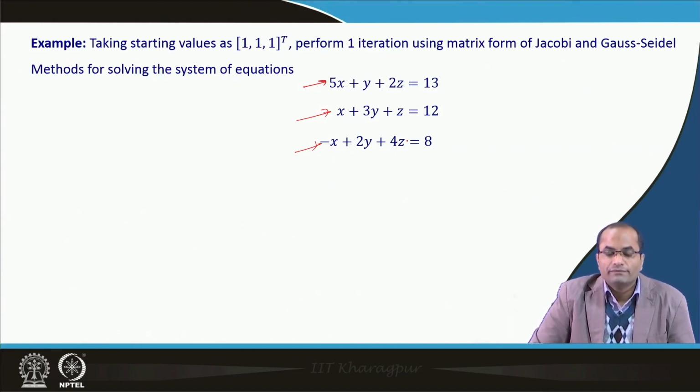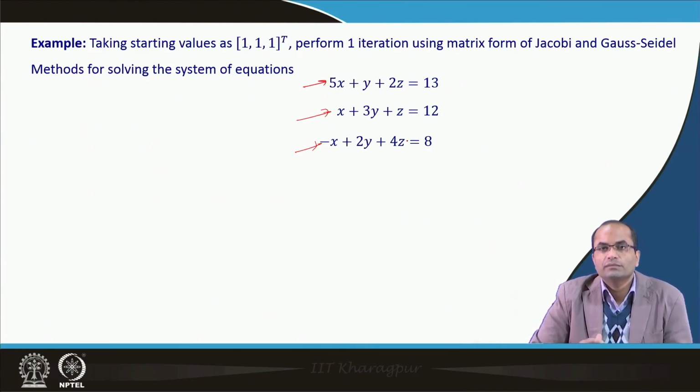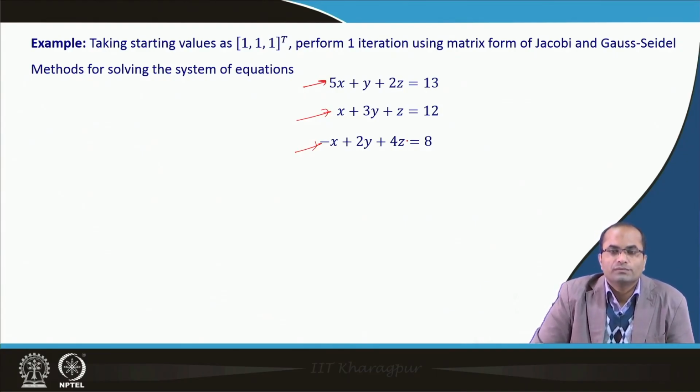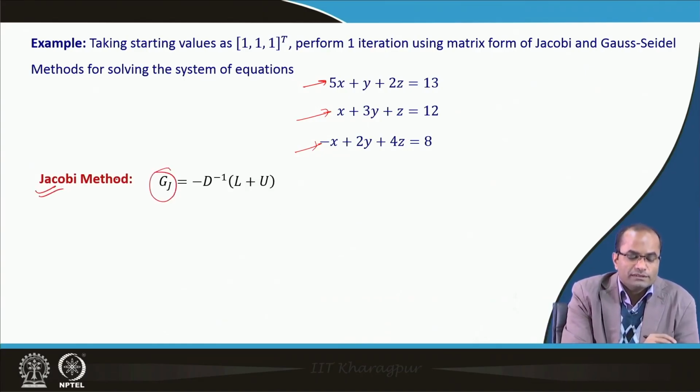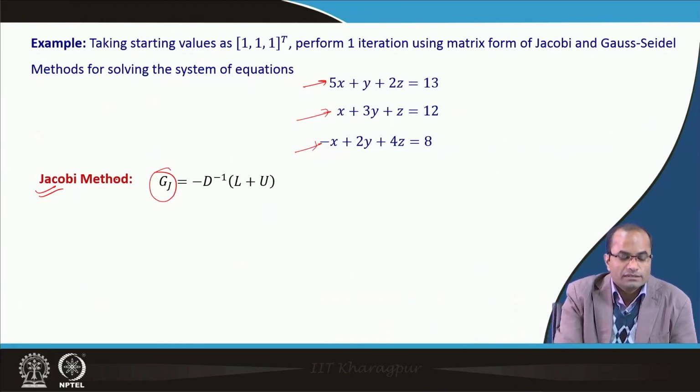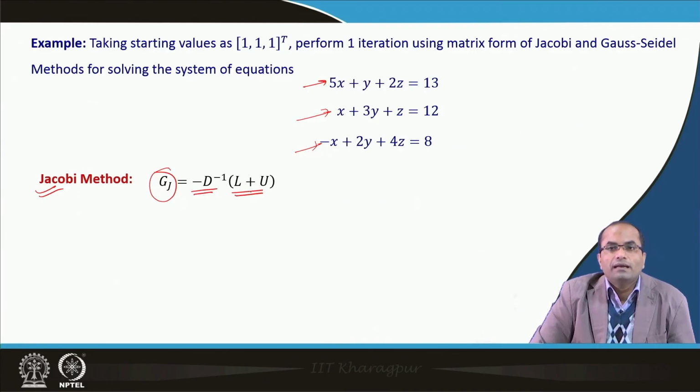But now we will write everything in matrix form, because sometimes using matrix form is much easier in many programming languages. Once we have the matrix form, the computation is going to be faster. So, for instance, in the Jacobi method we need to get the iteration matrix, and the iteration matrix for the Jacobi method is minus D inverse times L plus U.